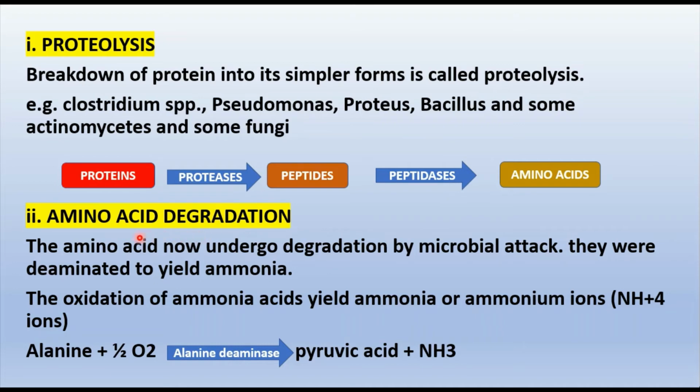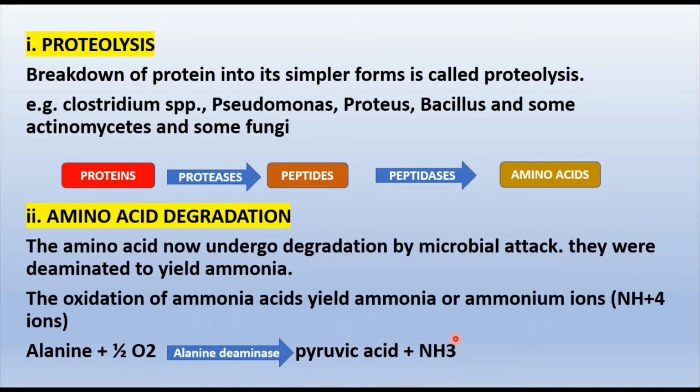Then what is the second step? Amino acid degradation. Now these amino acids are further degraded, releasing ammonia. The amino acids undergo degradation by microbial attack and they are deaminated. What is meant by deaminated? Removal of the amino group or ammonium group is called deamination, to yield ammonia. So the ultimate result that we get is the yield of ammonia.